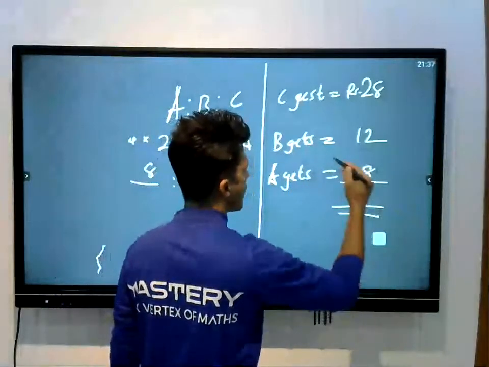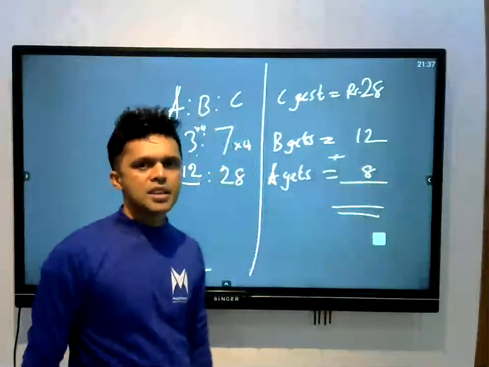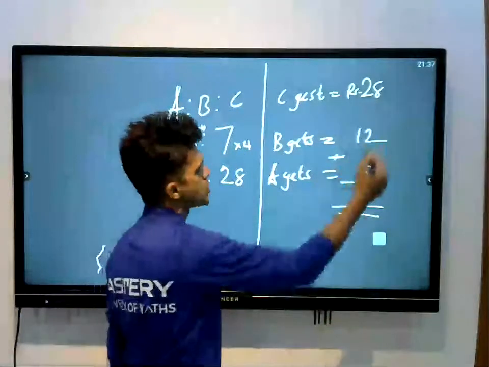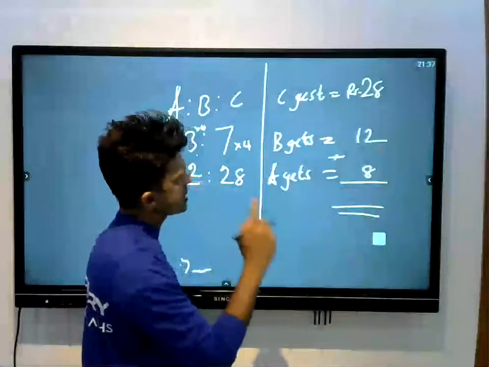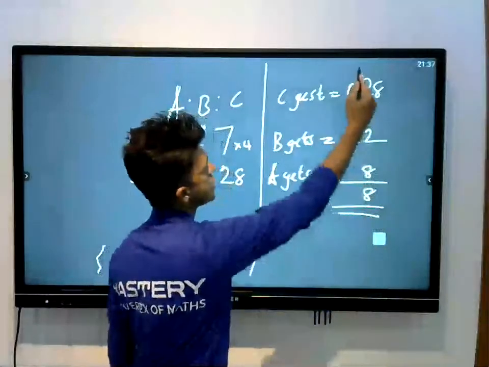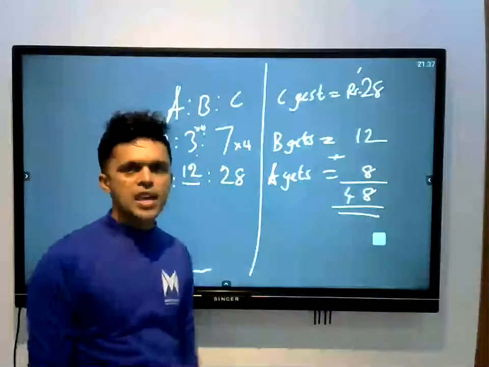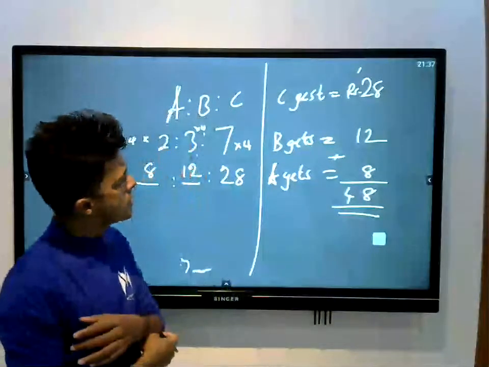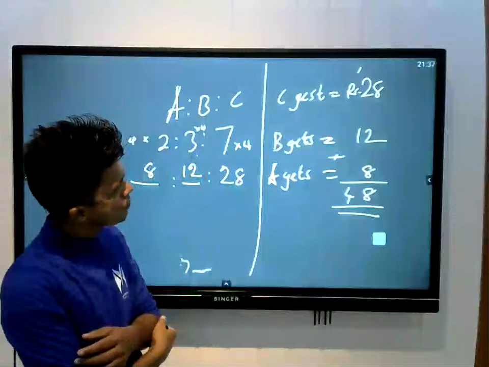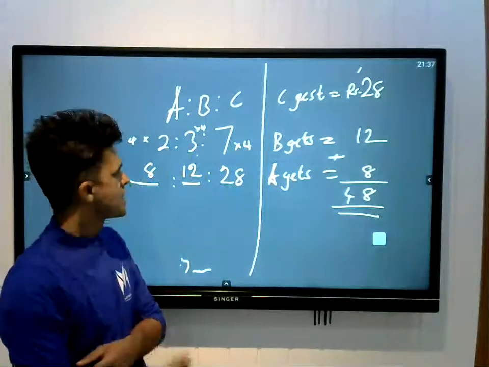The divided amount also can be taken. You could take these values. 8 plus 12 is 20, 20 plus 28 is 48. So 48 rupees is the answer for the divided amount.